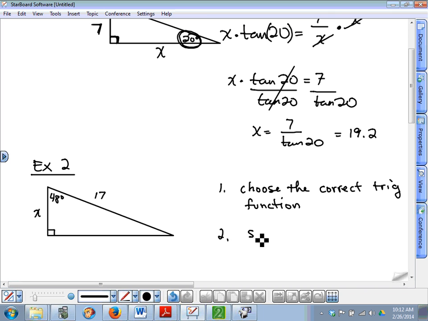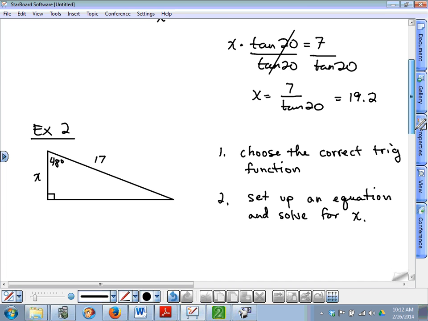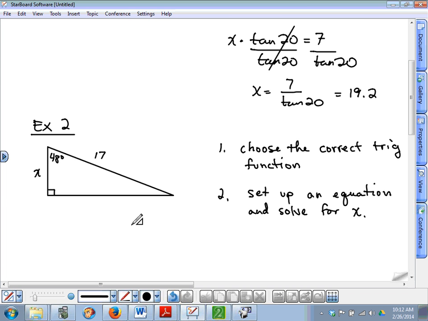Step 2. After you've chosen the correct trig function, set up an equation and solve for x. I mean, there's only 2 steps here. Set up the equation and solve for x. So for this question here, the equation is going to be cosine. And how come we don't do cosine of theta? Because we know it's 48. Theta means we don't know the angle. Here we know the angle. It's 48. Cosine of theta equals.